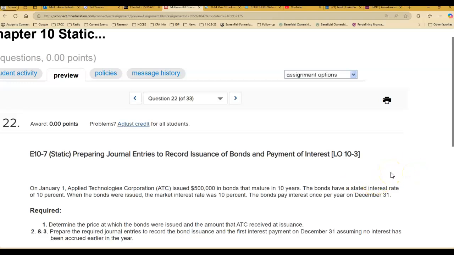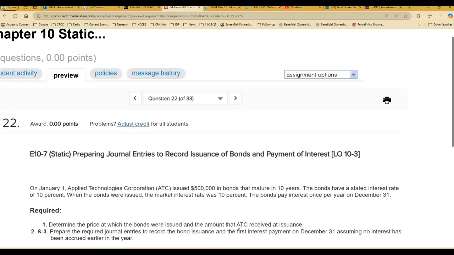On January 1, we've got Applied Technologies Corporation issued $500,000 in bonds that mature in 10 years. The bonds have a stated interest rate of 10%. When the bonds were issued, market interest rate was at 10%, so they should be issuing at premium, discount, or face value. Good, face value. The bonds pay interest once per year on December 31. Okay. Item number 1 says determine the price at which the bonds were issued and the amount that ATC received at issuance.